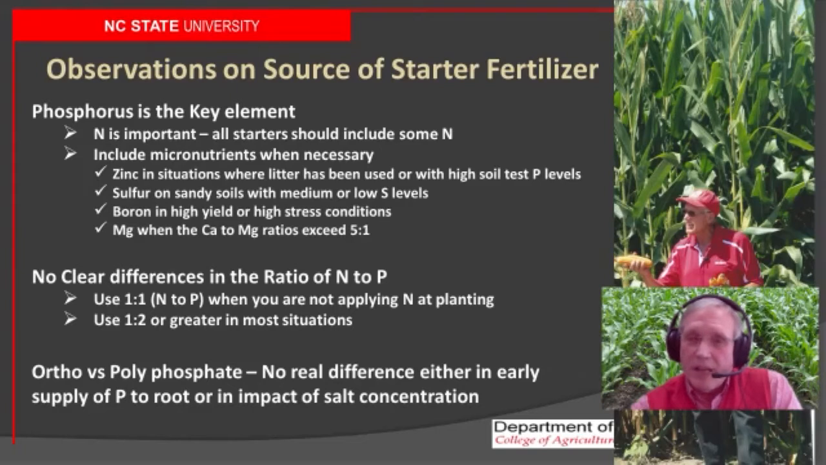We saw that when I was out in the Piedmont here several years ago, and we saw 300 bushel yields where we used zinc and not where we did not. Sulfur. Now, many of you are using sulfur. We're not getting any sulfur at all from the air anymore. So, particularly sandier soils, the medium, low soil test S levels, that's a no brainer there.